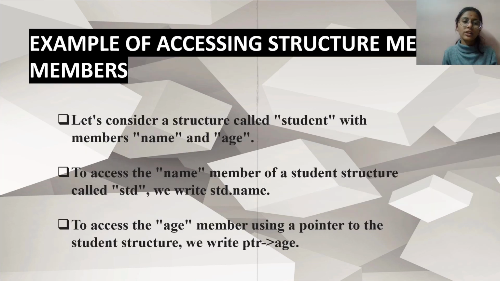Now let us move to an example of accessing structure members. Let us consider a structure called student with members name and age. To access the name member of a student structure called std, we write std.name. To access the age member using a pointer to the student structure, we write ptr arrow operator age.